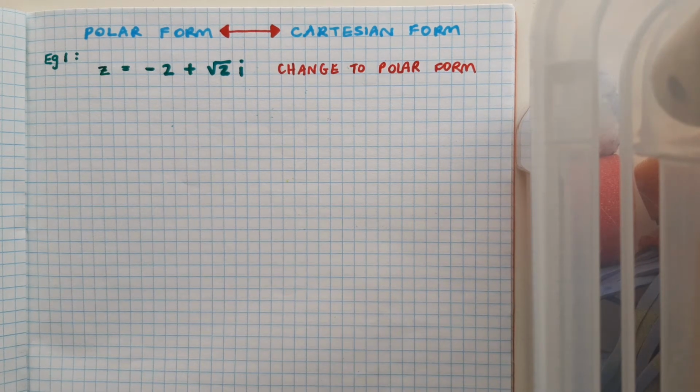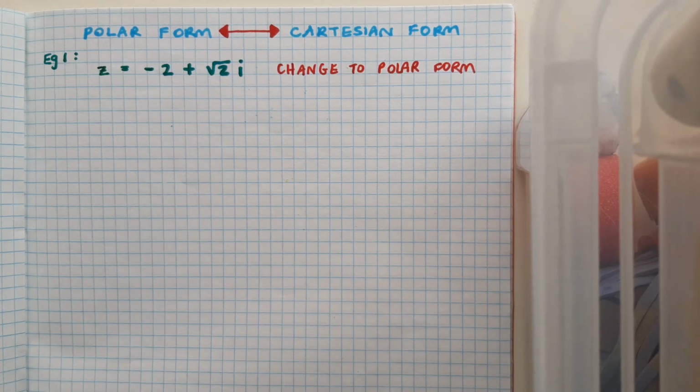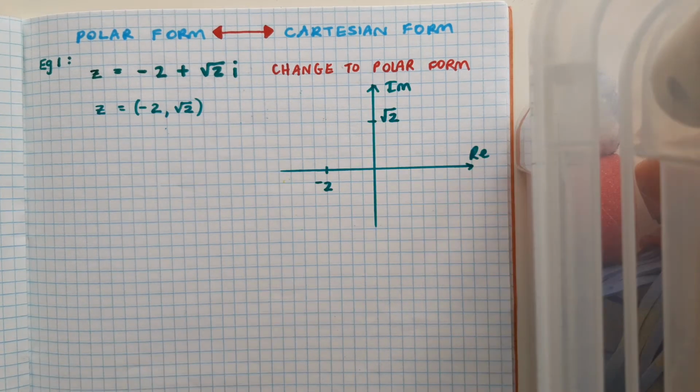So the first thing I'm going to do is write this complex number as a point, and then I'm going to represent it on the Argand diagram. So z equals (minus 2, root 2) as a point. And here's my Argand diagram.